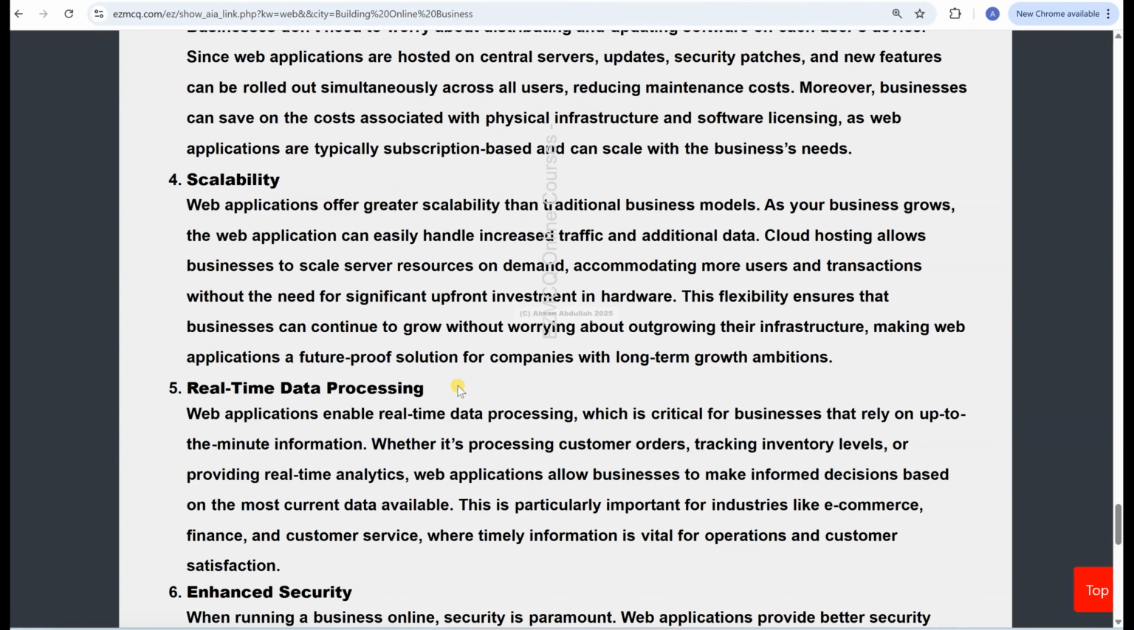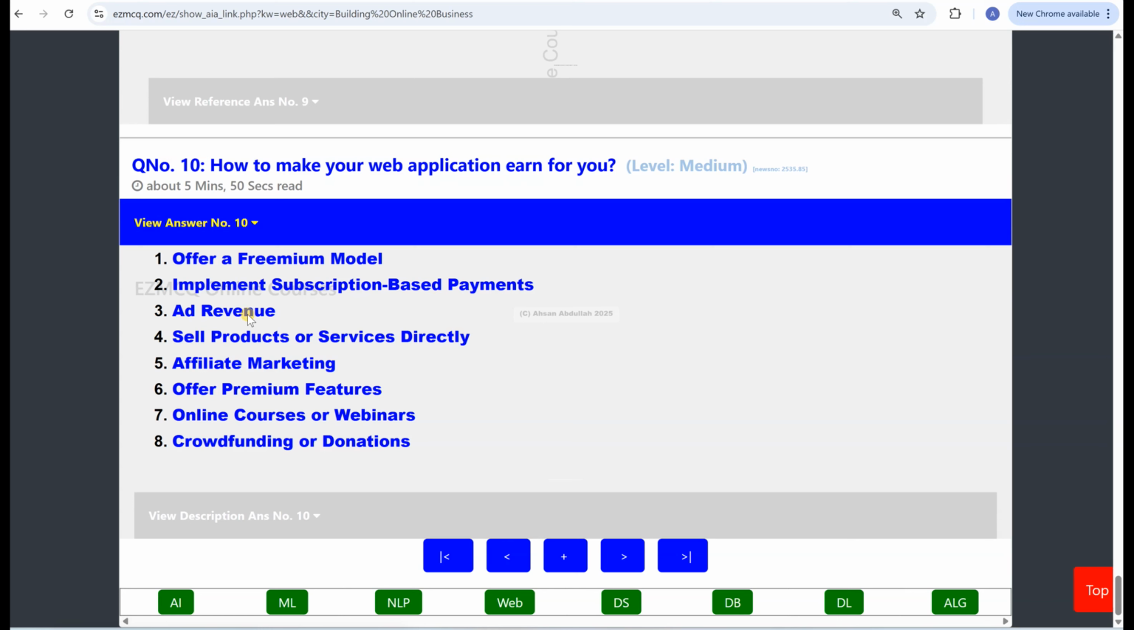So how to make your web application earn for you? Offer a freemium model. Freemium model means that there are certain things which are for free, and when people go beyond those free features, then they pay a premium price. Implement subscription based payment, so you have a subscription for a month, 2 months, 3 months, or a year, and people pay in advance for their subscription service, and they get a discount. Ad revenue is understandable. Sell products or services directly, so that's how you make money.